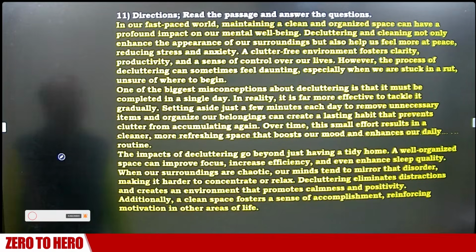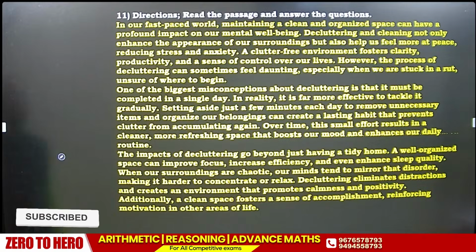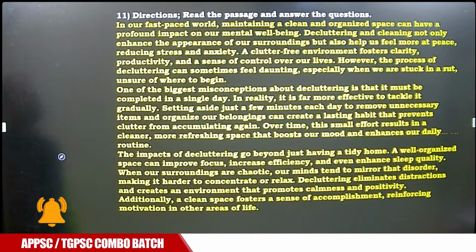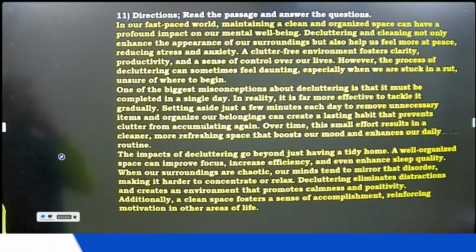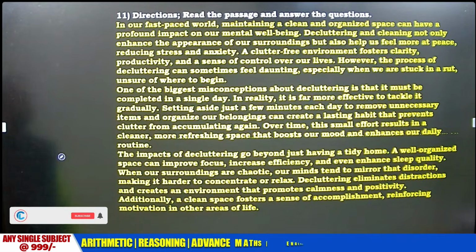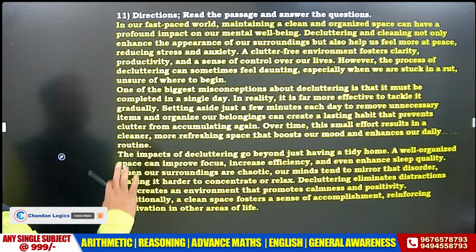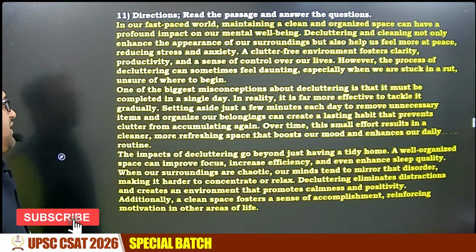Start. In a fast-paced world, maintaining a clean and organized space can have a profound impact on mental well-being. Decluttering and cleaning not only enhance the appearance of surroundings but also help us feel more at peace, reducing stress and anxiety. A clutter-free environment fosters clarity, productivity, and a sense of control over our lives. However, the process of decluttering can sometimes feel daunting, especially when we are stuck in a rut and unsure of where to begin. One of the biggest misconceptions about decluttering is that it must be completed in a single day.